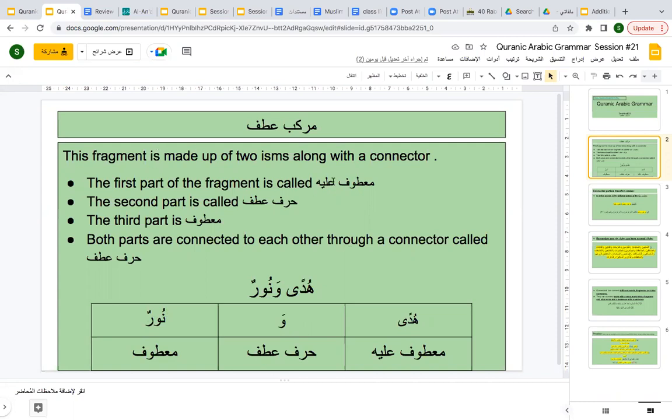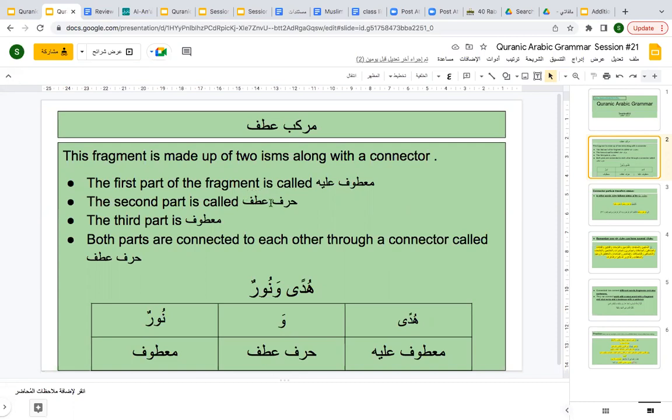So I have edited it in my slides as well. Keep that in mind. The fragment that is formed between two isms is going to be comprised of 3 parts. One is Matuf alayhi, then harf atf, and then Matuf, right? Harf atf should be included so that we don't miss that part, because this is what is connecting this guy and this guy. For them to be connected, you have to have this connector, which is called harf atf.